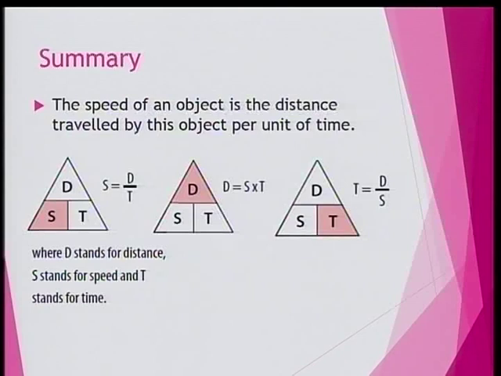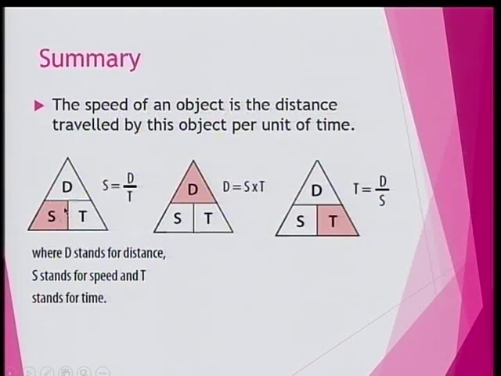So we have reached the end of this part, and we are going to summarize what we have learned today. So first of all, speed of an object is the distance traveled by this object per unit of time. The main thing to remember is that we need to consider per unit of time. It can be per hour, per second, or per minute.